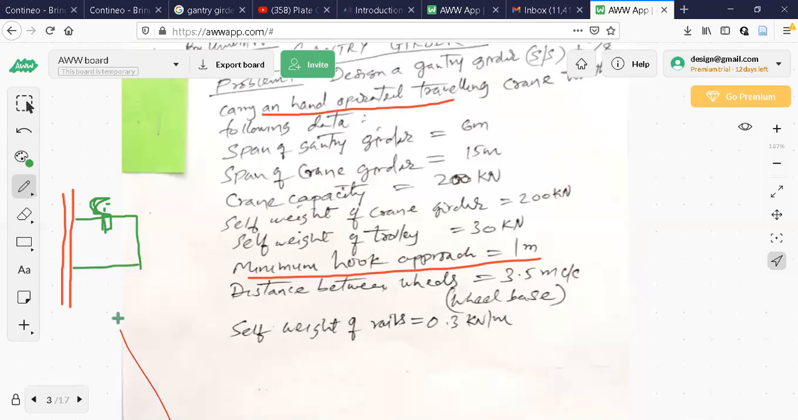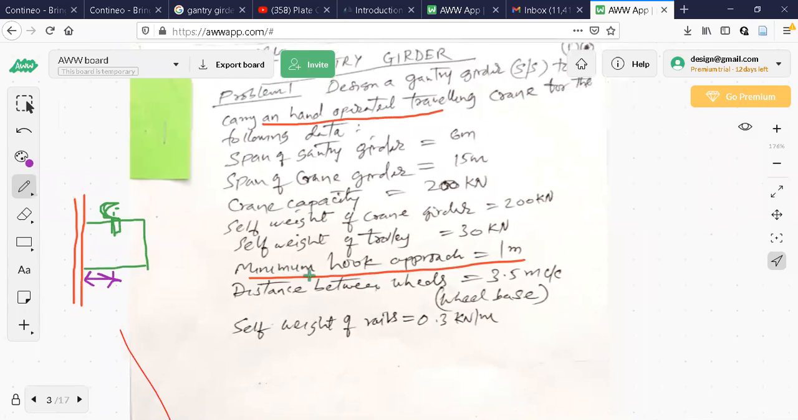Now, if I say hook approach is 1 meter, roughly what it means, just observe. It means when the hook has come to this point, the box is touching the wall. The box is touching the wall when the hook is, let us say, 1 meter. So if this is 1 meter, it cannot move beyond this point because the box is touching the wall. That is what we call hook approach. In a simple way, I'm telling.